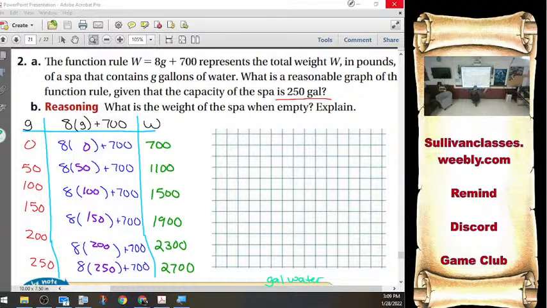I've got a bunch of boxes here. Oh, 12, 15 of them. And I need to go from 0 to 250. We went by 50s on our table. How about I just go 0, 25, 50, 100, 150, 200, 250, just like we did before.